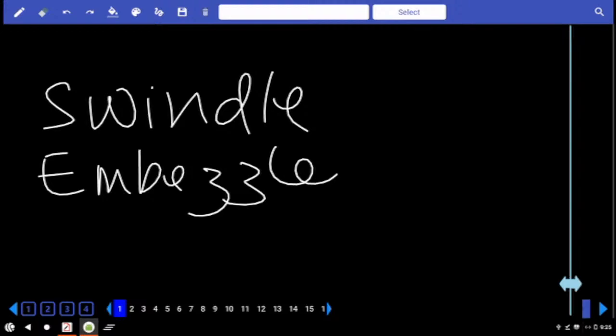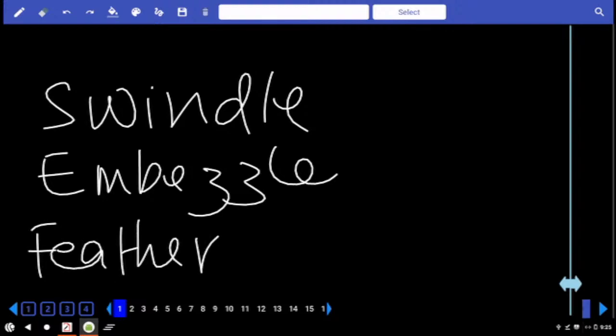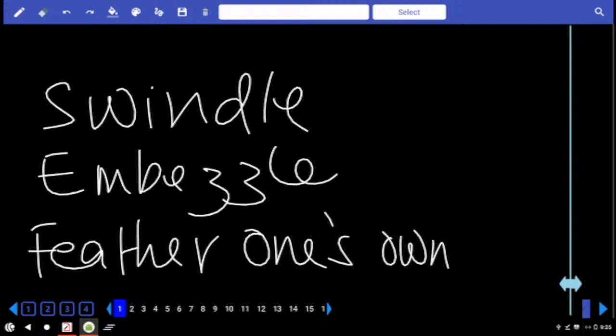There is one important idiomatic expression. Please write that one. They have given it many a time in SBI. Feather one's own nest. Does it sound familiar? The manager has feathered his own nest, which means the manager has swindled money, embezzled money. This is an important idiom. Feather one's own nest means to make money illegally.